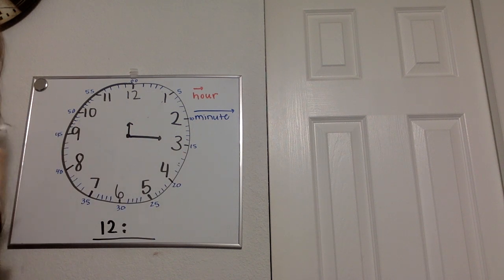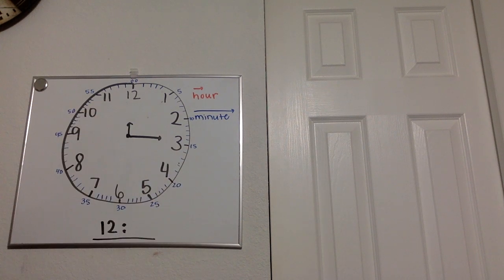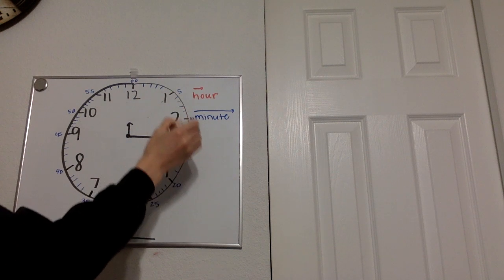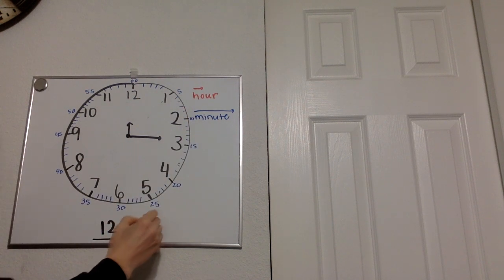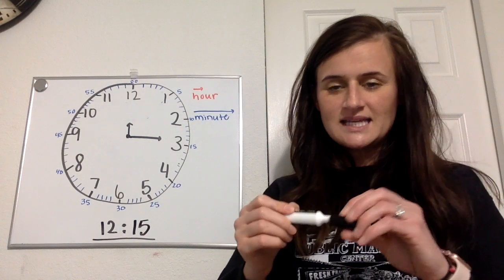Now our minute hand is pointing to the 3. Does that mean it's 12:03? Absolutely right. You know that's incorrect. So let's count by fives. We have 0, 5, 10, 15. So the time on our clock is 12:15. Let's try another one.